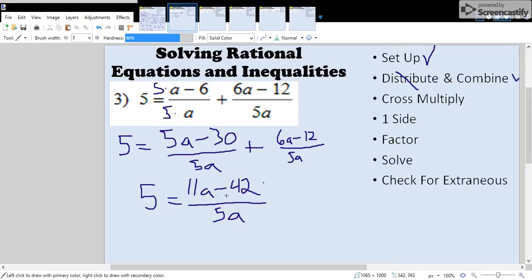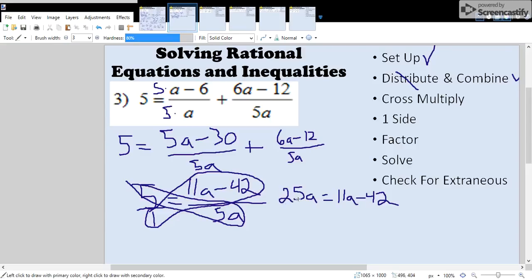Step 3, we're going to cross multiply. Since the 5 is by itself, we could put a 1 in the denominator. Go ahead and cross multiply those. See what you get. Okay, you should get 25a equals 11a minus 42. So we're done with step 3.